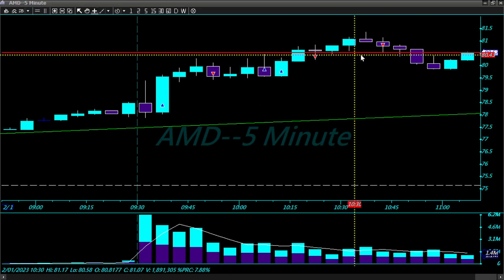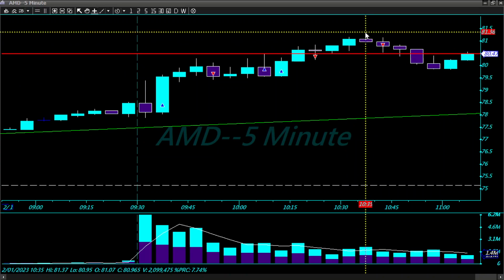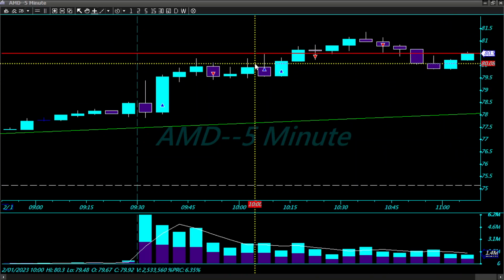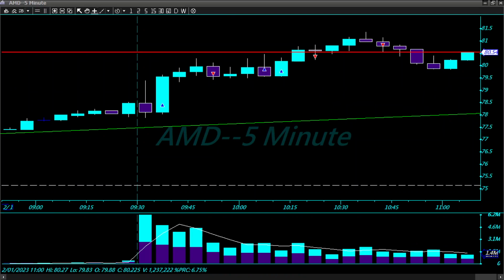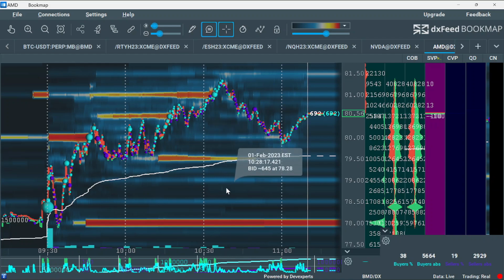Around this level here, 10.35, that's the initial balance high. So we're trying to attack that level again. We might break that today. It's very bullish today. It's gapping up nicely. I was actually looking at Bookmap. Let's see here.